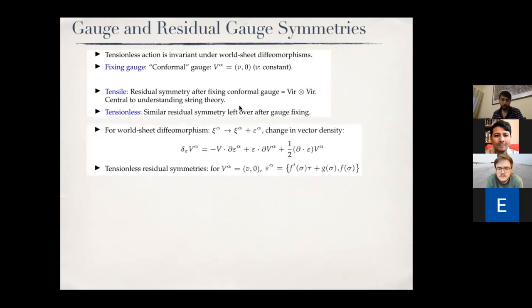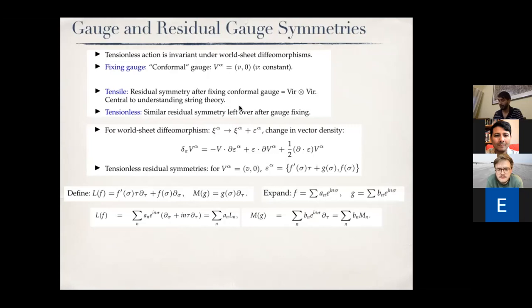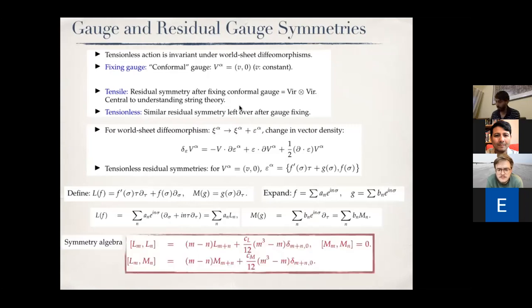So let's do this. When you start off, you look at worldsheet diffeomorphisms. This induces a change in the vector density. And when we are looking at the gauge V0, or you can set the small v equal to 1 as well, there is going to be some amount of symmetry left over. You could see that if you choose epsilon to be of this form, where f and g are some arbitrary functions of sigma, then this stays the same. So there is going to be some residual gauge symmetry for this. Okay. So you can define the generators for this, and then expand in Fourier modes like we do, and after doing all of that, the symmetry algebra that you're left with is the one down here.